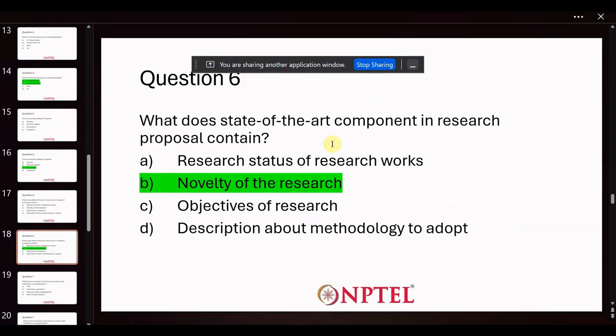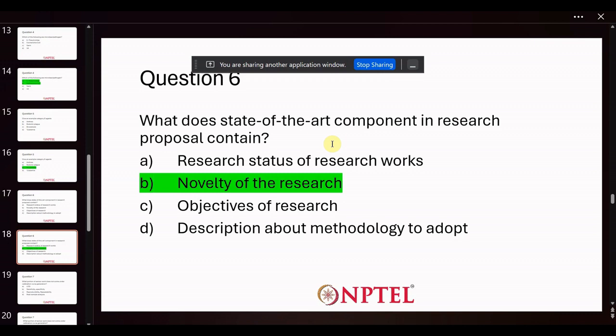The state of the art component gives information about how novel the research is. Whenever you write a proposal, I don't know how many of you are in a PhD, but when you are in a PhD, you have to write a research proposal to get any fellowship. That is a very important part of your training. So the first step will be the title, then there will be a literature survey wherein you will have to write what all is being done in this field.